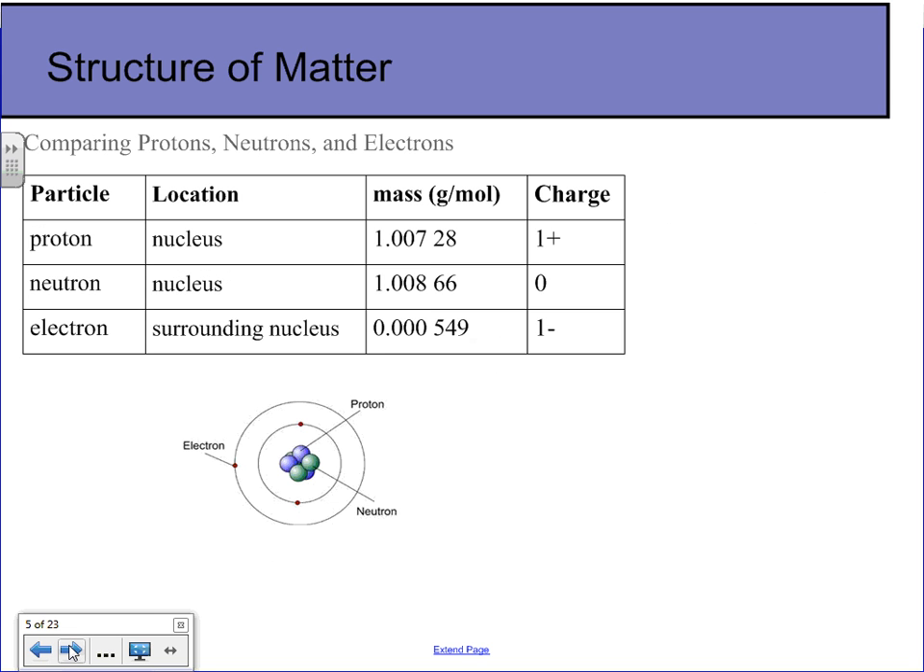So, comparing neutrons, protons, and electrons. If we see here, the proton is located in the nucleus, and it has quite a large mass, close to that of the neutron as well, but it has a charge of +1. The neutron, again located in the nucleus, has a similar mass to that of the proton, and it has a charge of 0. Electrons surround the nucleus, and they have a very, very small mass, but a charge of -1.